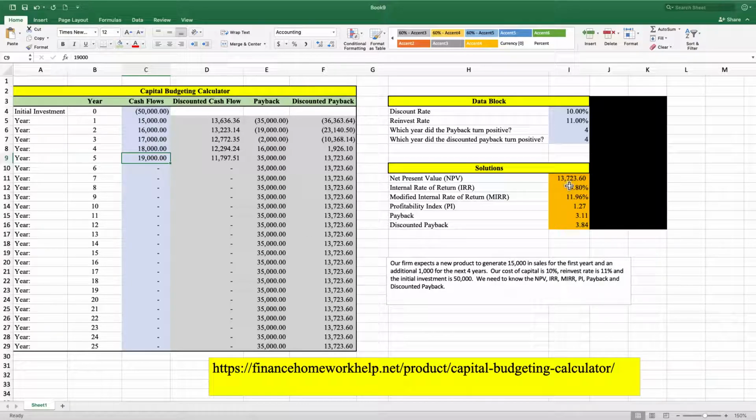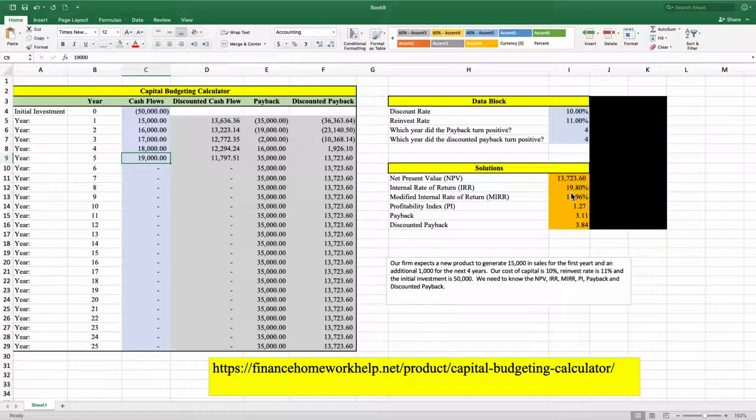In this particular situation, what this is saying is that after all debts are paid and after the initial investment is paid back, this project is going to make the company $13,723. So since this net present value is positive, this means that this project is going to make the company money and they should do it.